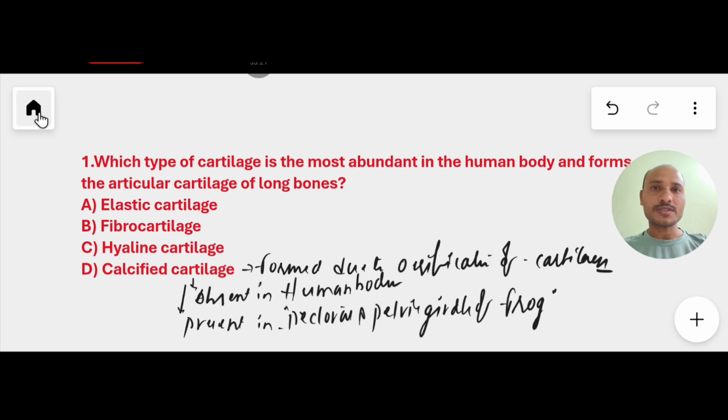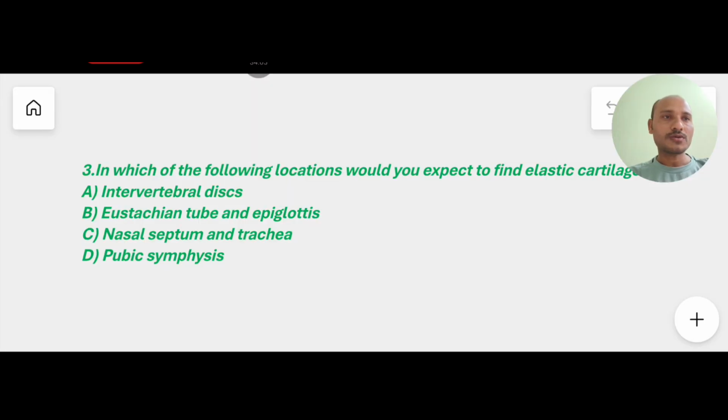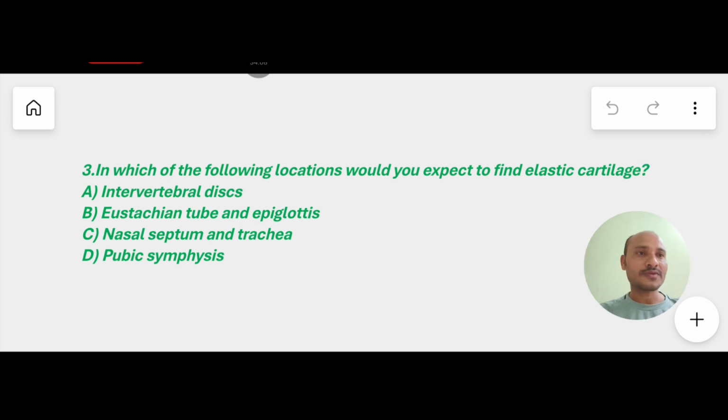And one more MCQ, the second MCQ: the matrix of cartilage is secreted by which of the following cells? Chondrocytes, chondroblast, osteoblast, osteocyte. Last MCQ: in which of the following locations would you expect to find elastic cartilage? The options are: intervertebral disc; eustachian tubes and epiglottis; nasal septum and trachea; and pubic symphysis. So these are the four options for this MCQ. With this we have discussed each and every concept regarding cartilage. So thank you. Have a nice day.